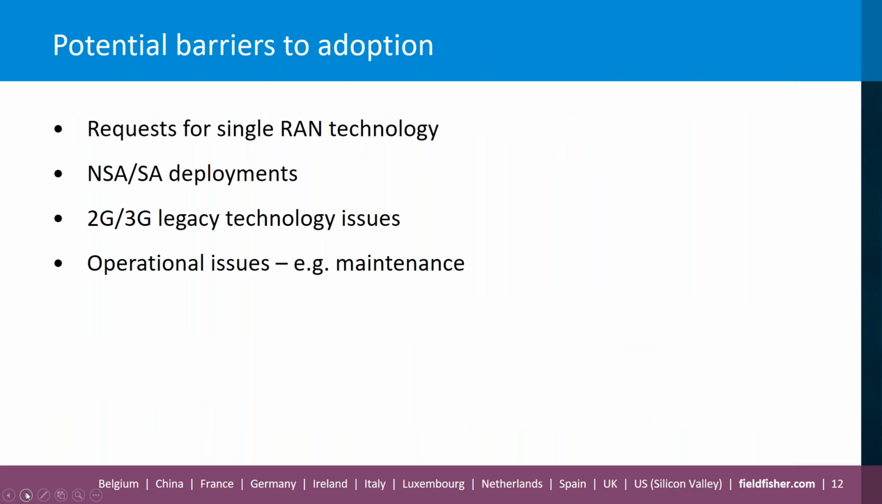So all this, so far so good. There seems to be a relatively common view within the industry about the direction of travel. What are the potential barriers to adoption? There are probably 4 barriers to adoption. The first is single RAN technology, which we'll discuss when we get to the next slide. Then the non-standalone deployments and some of the interface issues relevant to them. Then you've got 2G and 3G legacy technology issues. And lastly, operational issues.